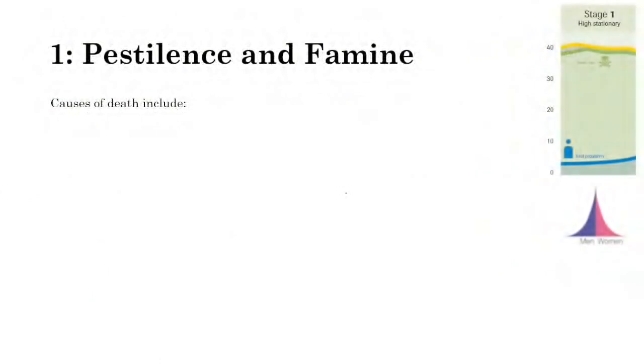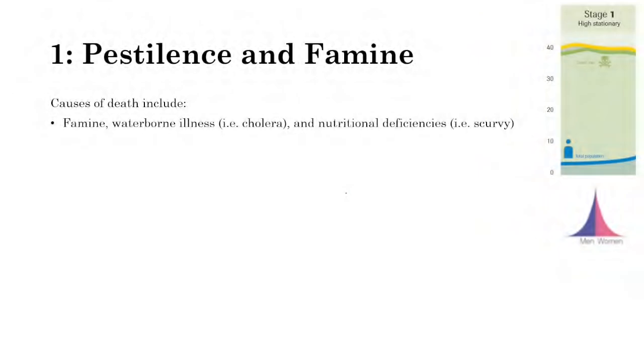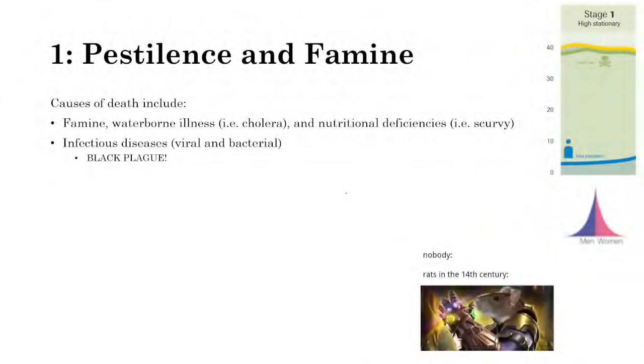All right, let's go through each of these stages. This is where the stage names become a little bit more important, especially for understanding what's happening here. Stage 1 is pestilence and famine. What happens in stage 1? Famine, of course, and pestilence, like viruses. So you see famine, lack of food to support the population. You see waterborne illness from contaminated drinking water, like cholera, as well as nutritional deficiencies, like scurvy, which is a lack of vitamin C. We see infectious diseases, both viral and bacterial infections, be a very large influence on deaths, like the Black Plague, for example.